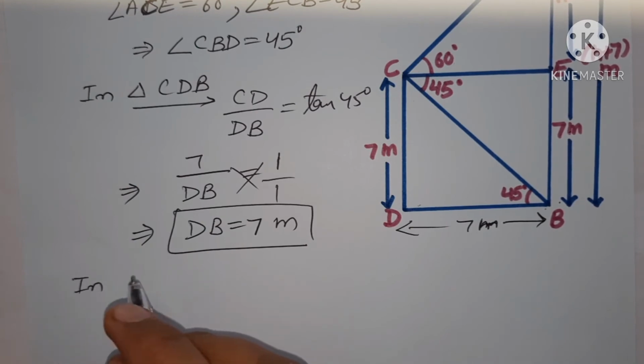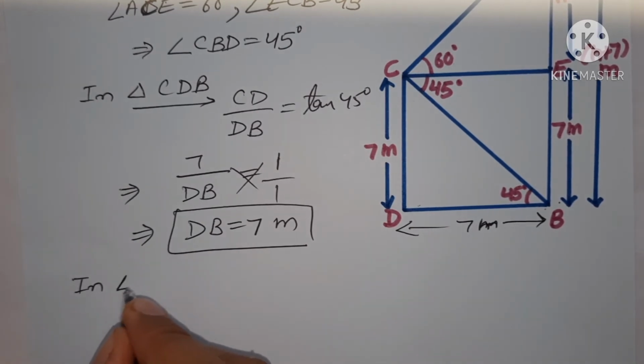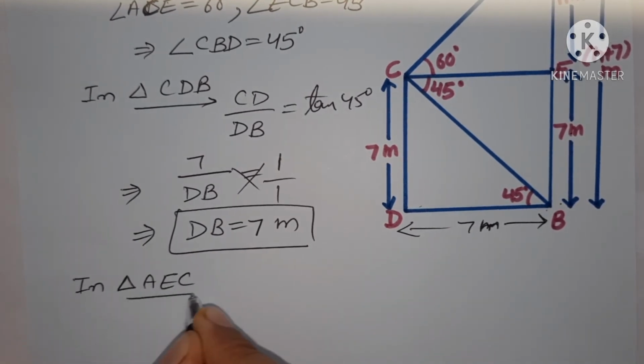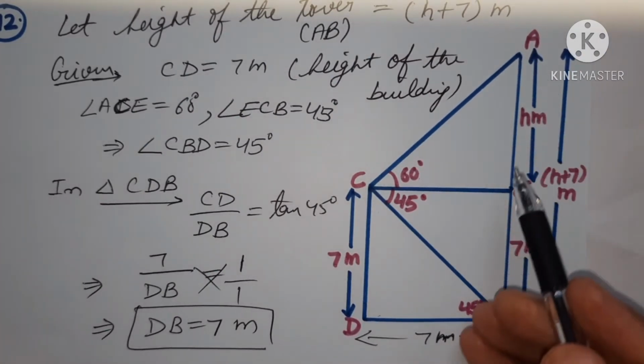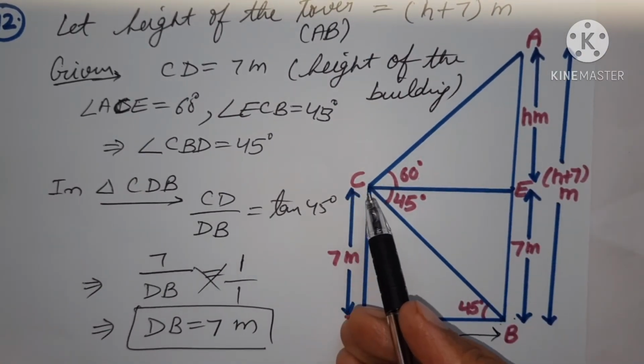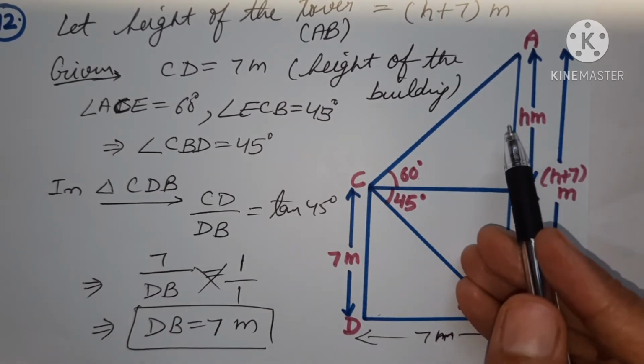Now we will take another triangle, triangle AEC. So this triangle we will take, AEC. So in this triangle, this is the height, the perpendicular.